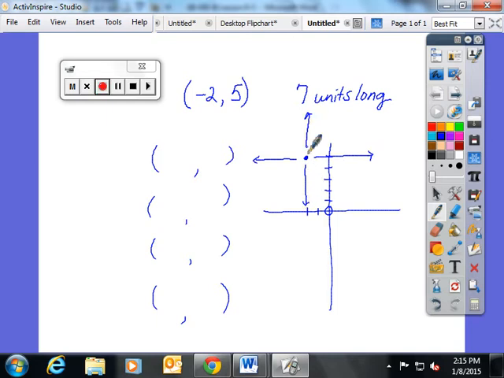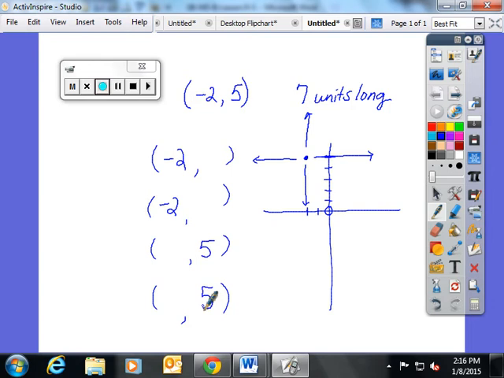Okay, vertically would mean that the x coordinate would stay the same. It would still be -2, but the y would vary. So I'm going to keep -2, -2. If I went horizontally, the y coordinate would stay the same and the x would change. So I'm going to keep 5, 5. Okay, that's the first step in locating the other points.